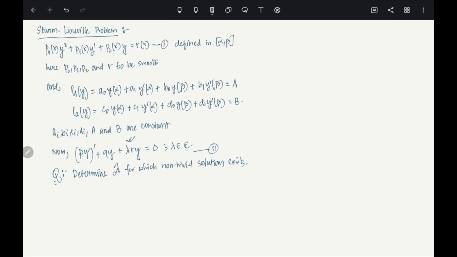So you got the idea. Essentially this is the equation, and for this equation you have to find the lambdas for which non-trivial solutions exist. You do realize that for some lambda there may be a unique solution, for some lambda there is no solution, and for some lambda there will be infinitely many solutions. So you have to keep track of such lambdas for which there are non-trivial solutions.